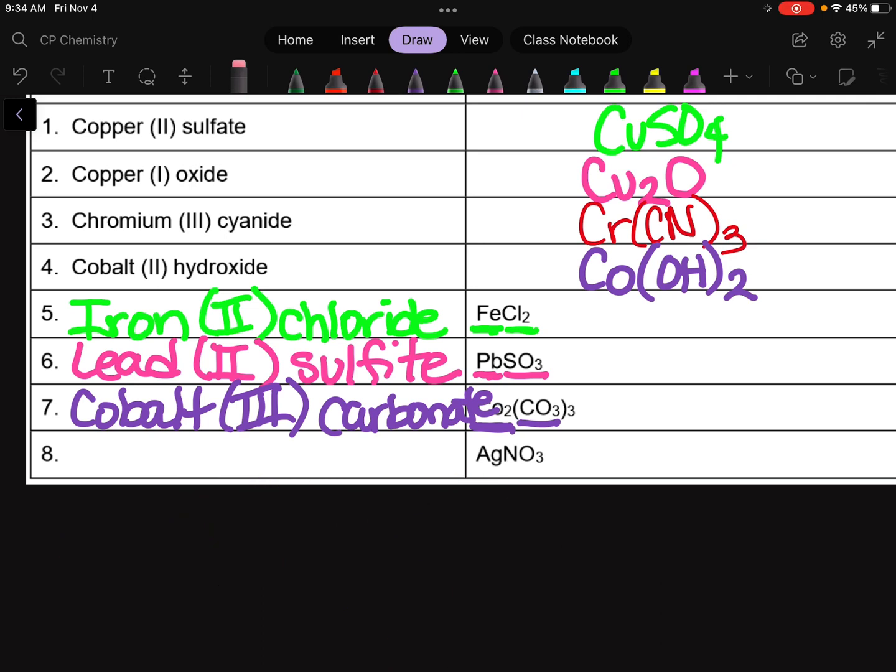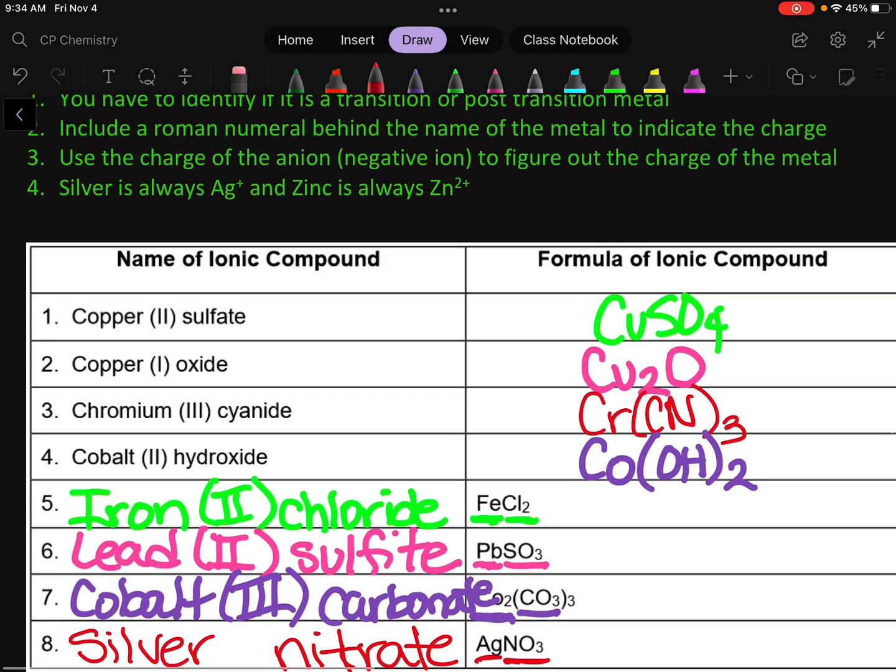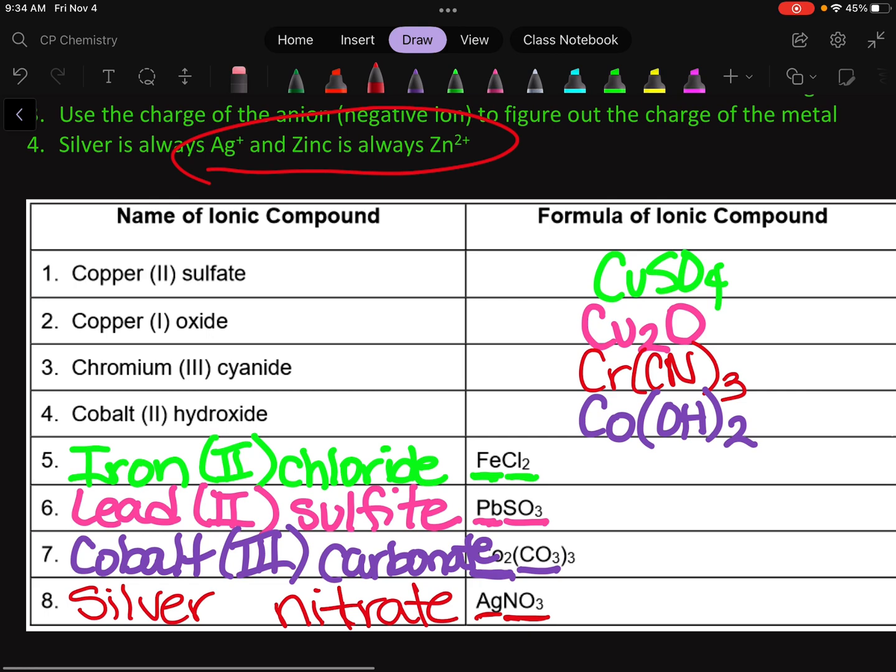And the last one is Ag, which is silver, and nitrate. And you do not have to put a Roman numeral behind silver because silver is one of the 2 I told you. Silver and zinc don't have multiple valencies. Silver is always +1, so you don't have to put a Roman numeral behind it.